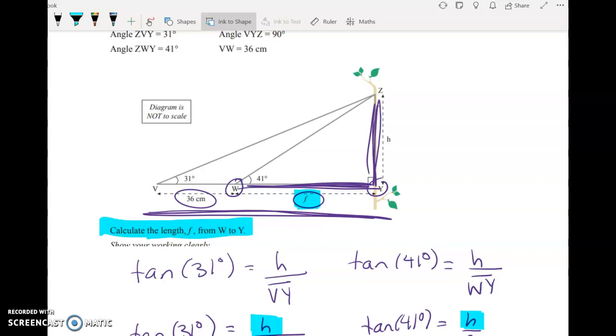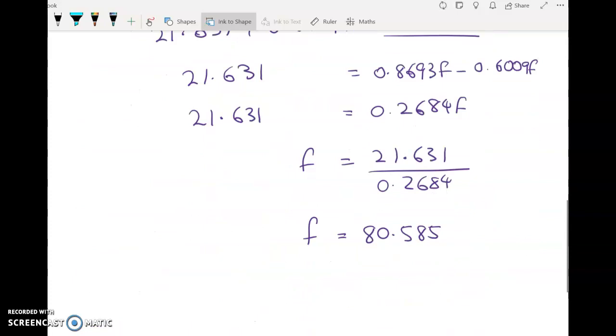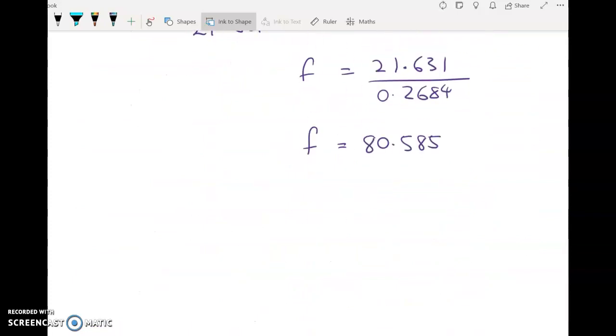Right, be careful, sometimes you'll be asked to calculate the length from V to Y and then you're going to have to add your 36. But in this case, we've basically finished as long as we just put in my units. Now I could leave that as 3 decimal places, or I might want to round it a little bit more and write that f is equal to 80.6 centimetres to 1 decimal place, or 80.59.